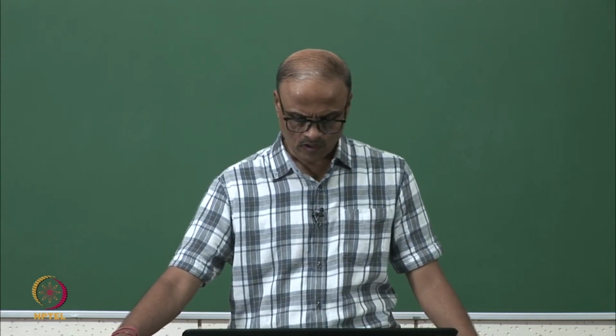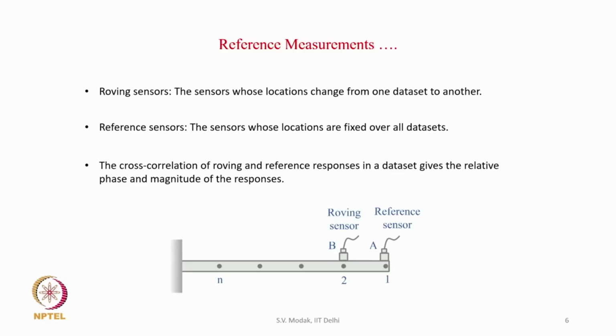Let us take an example to understand what roving sensor and reference sensor are. You can see on this cantilever beam there are measurements to be taken from point 1 to point n. These are the test points at which the output responses are to be measured. Now we have taken one reference sensor which is fixed at location 1, and then we have another sensor, the roving sensor, that will be moved from location 1 to location n.